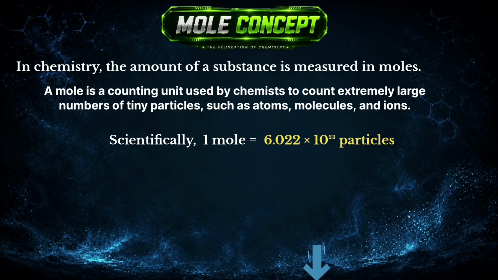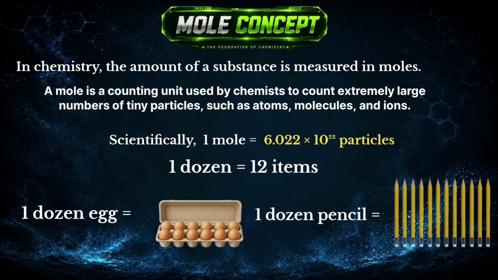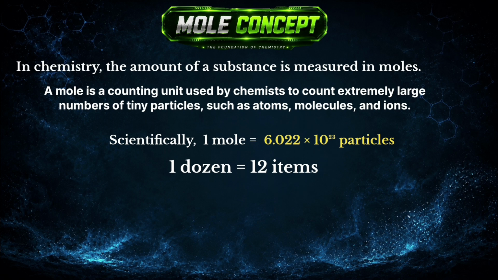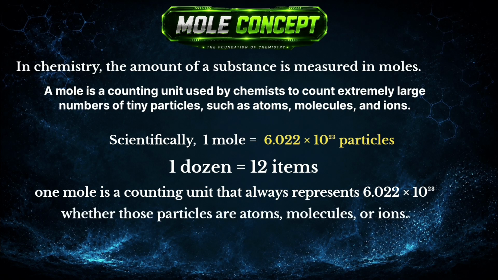Think of it this way. A dozen is simply a counting unit that always represents 12 items. For example, 1 dozen eggs means 12 eggs, and 1 dozen pencils means 12 pencils. In exactly the same way, 1 mole is a counting unit that always represents 6.022 times 10 to the 23rd power particles, whether those particles are atoms, molecules, or ions.